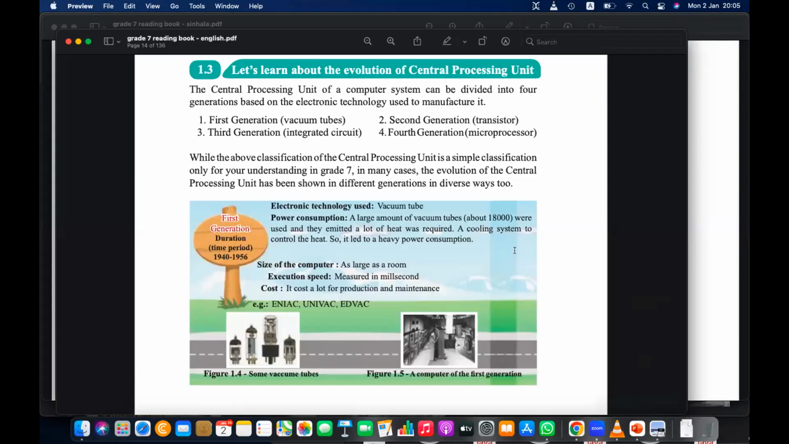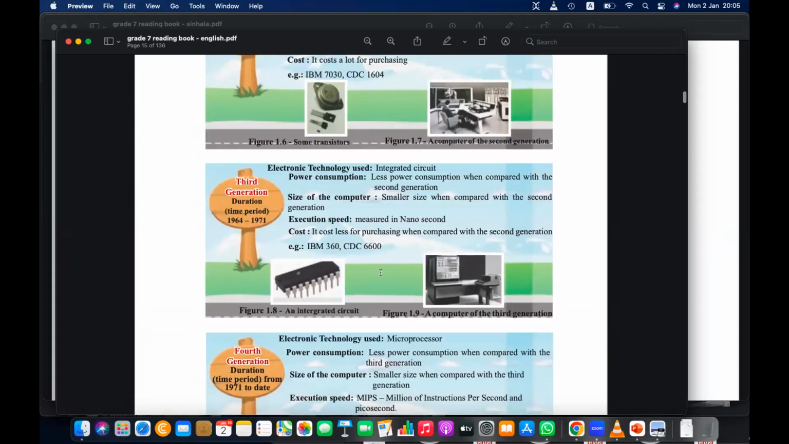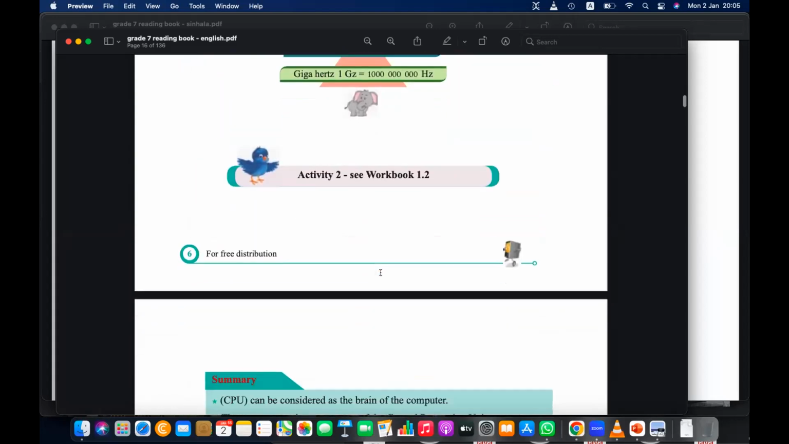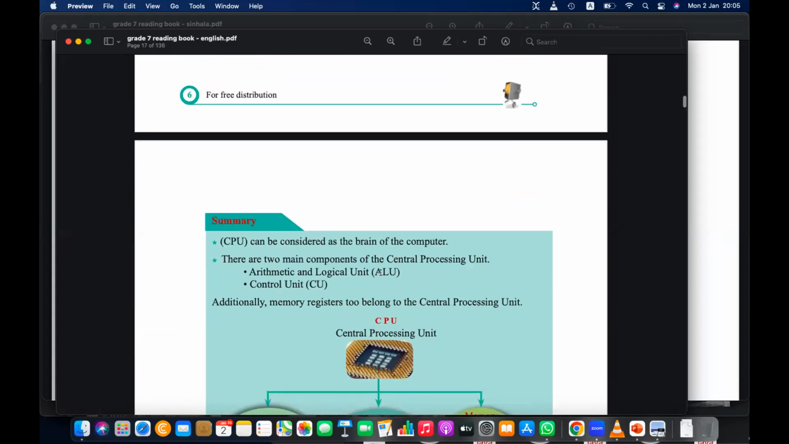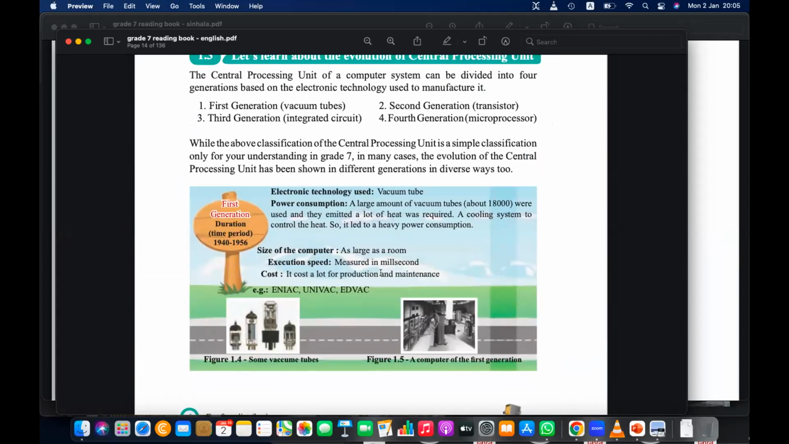We will gradually learn about the other generations also: the second generation, third generation, and the modern computers. That I'll be discussing next day. And we can wind up the lesson and move to the workbook after that. Okay, then I'll stop from here.